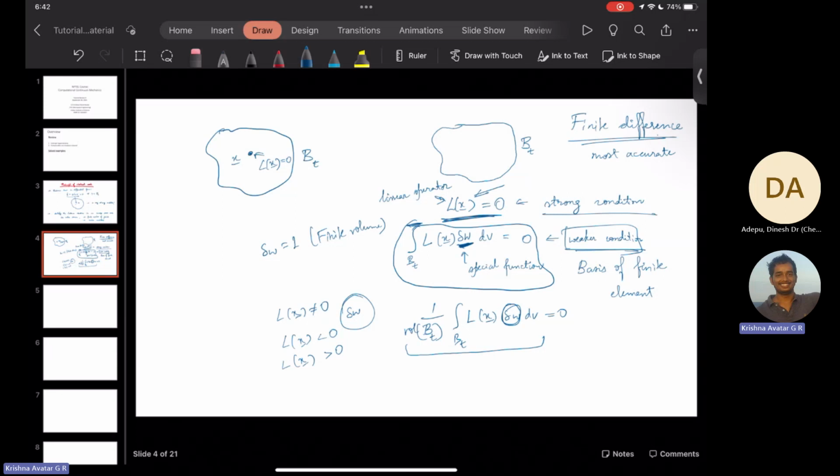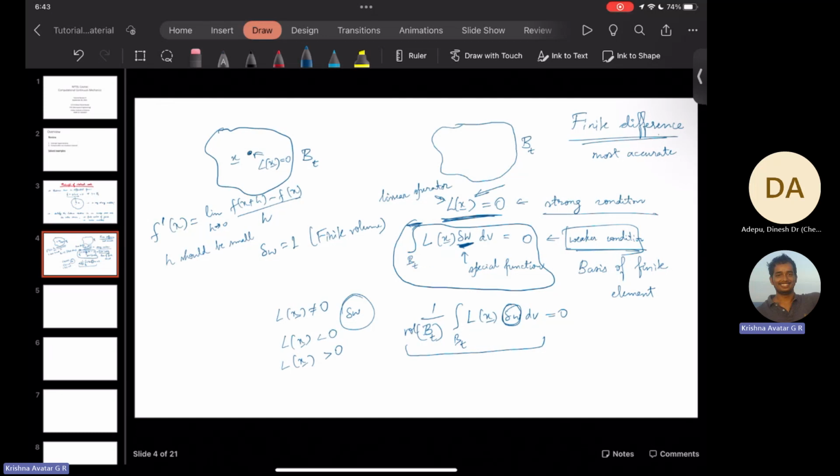However, what we see is in finite difference, we are actually working with the differential equation itself. We are not putting any conditions there. When we define f prime of x, we define it as limit h tends to 0 of f of x plus h minus f of x divided by h, isn't it? Now, in finite difference, we just take h to be small. We don't know how small. The only thing is, the smaller it is, the closer we are to the analytical derivative. Is it not?